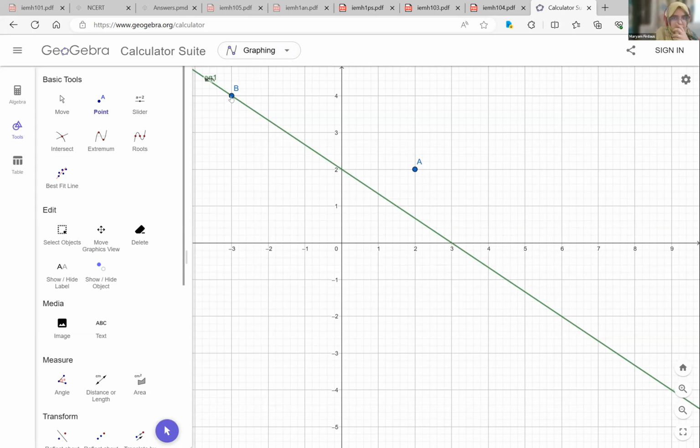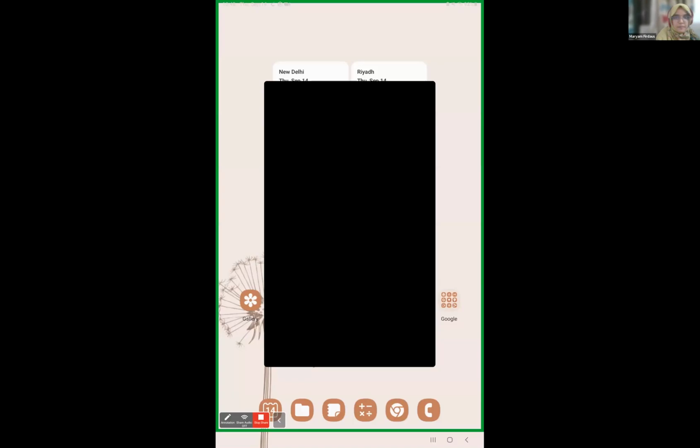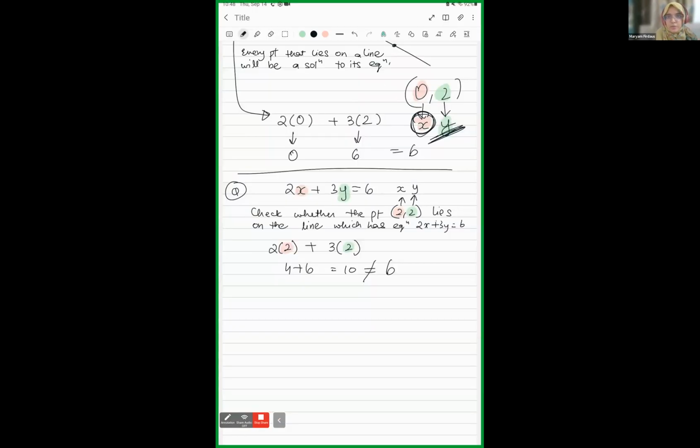So let's take another point. Let's take this point, the point C. As from the graph, we can see that it lies on the line. But if someone asks you without seeing the graph, you have to tell whether this point lies on the line. What are the coordinates of this point? What are the coordinates of the point C? Are you able to see the point C? Oh, 6, comma minus 2.